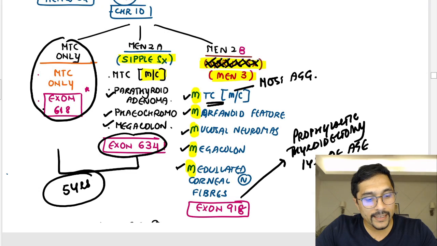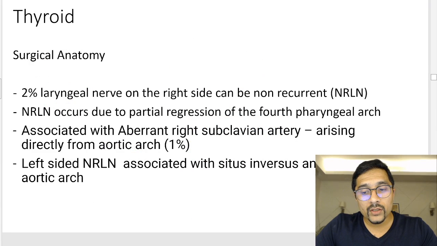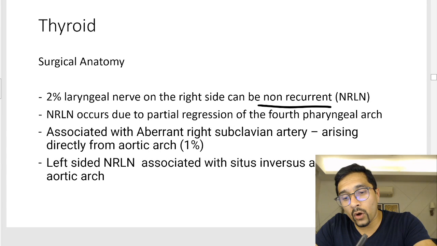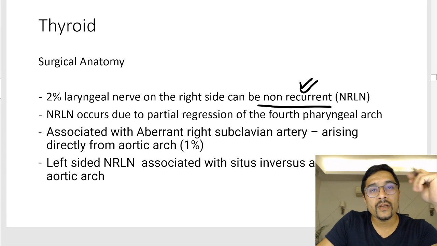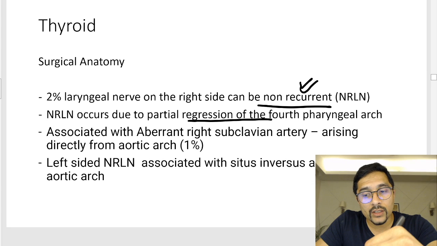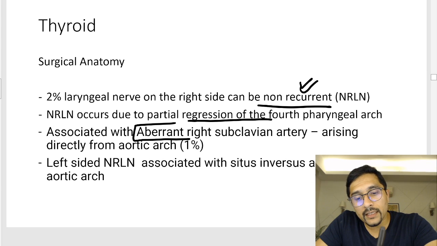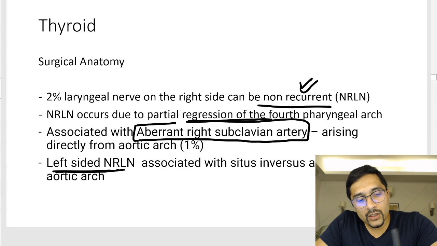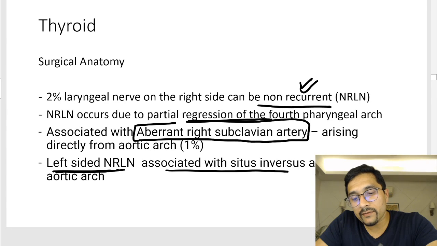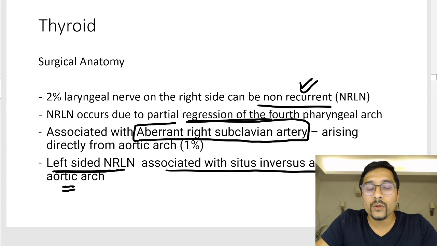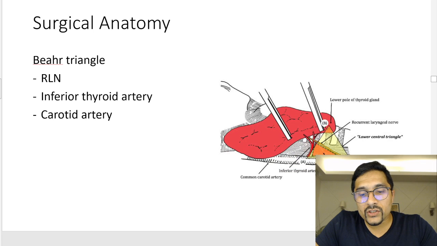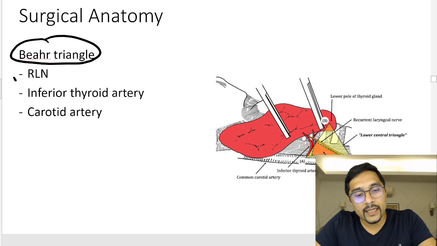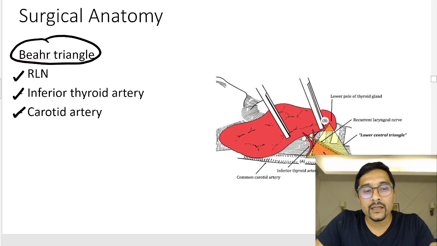Now, certain updates in the latest edition of Bailey regarding thyroid. They've mentioned that in 2%, laryngeal nerves on the right side can be non-recurrent. This is non-recurrent laryngeal nerve. This is due to partial regression of the fourth pharyngeal arch, and this can be associated with an aberrant right subclavian artery. Left-sided non-recurrent laryngeal nerve is associated with situs inversus and right-sided aortic arch. Beahrs' triangle is a method to localize the recurrent laryngeal nerve, and this is formed by the recurrent laryngeal nerve, inferior thyroid artery, and the carotid artery.